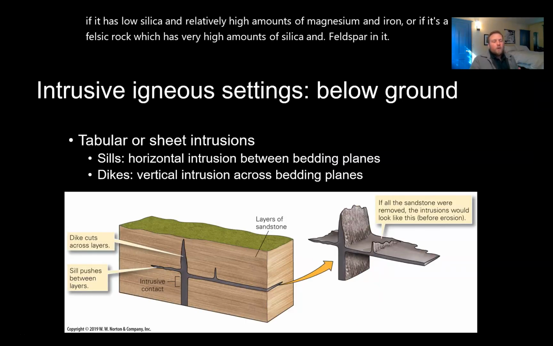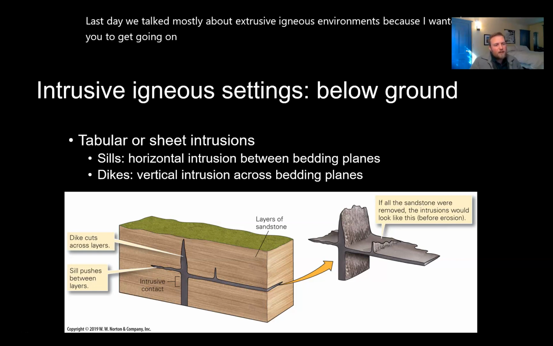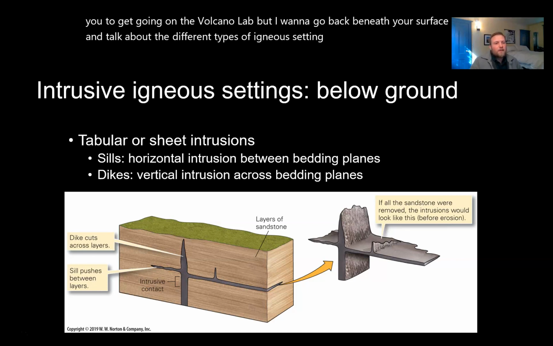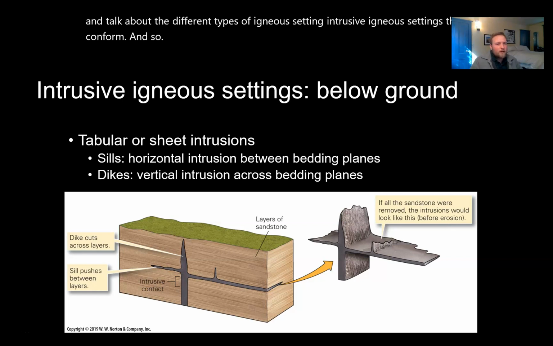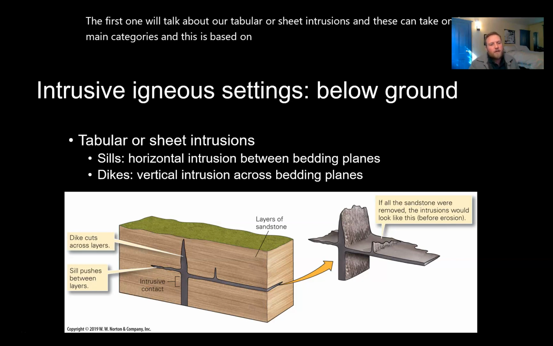Okay, so last day we talked mostly about extrusive igneous environments because I wanted you to get going on the volcano lab, but I want to go back beneath the Earth's surface and talk about the different types of intrusive igneous settings that can form. The first one we'll talk about are tabular or sheet intrusions, and these can take on two main categories, based on the orientation of how those intrusive rocks penetrate into overlying rocks.